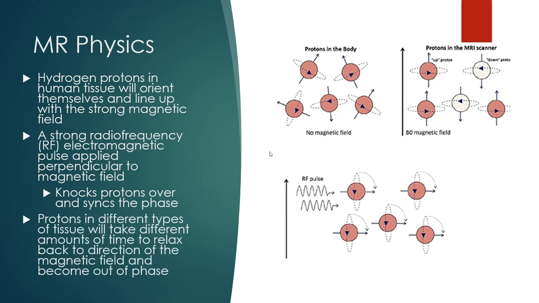And then what happens is once you remove this radio frequency pulse, these protons will start to align themselves back to the magnetic field. And different tissues have different properties, and these protons will actually line back up at different time lengths in different types of tissues. So in white matter versus gray matter versus fluid, dark bone, and things like that. And so we're not taking pictures of the brain. We're kind of projecting a picture of the brain based on how these things line back up.